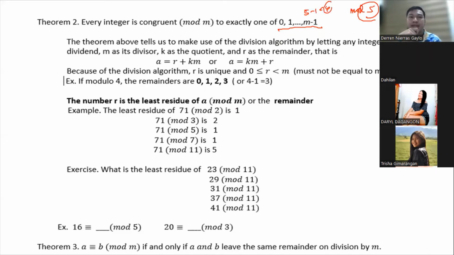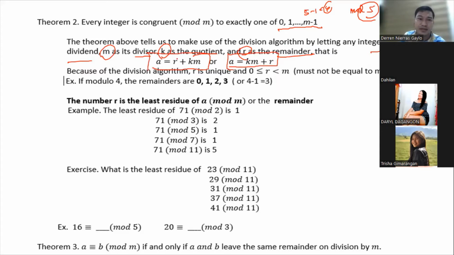The theorem above tells us to make use of the division algorithm by letting any integer be the dividend, m as its divisor, k as the quotient, and r as the remainder. This relates to the division algorithm. So a is equal to r plus km, or a is equal to km plus r, they are the same.